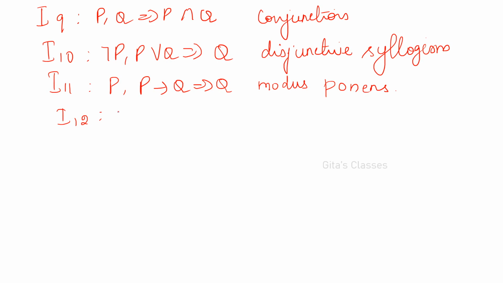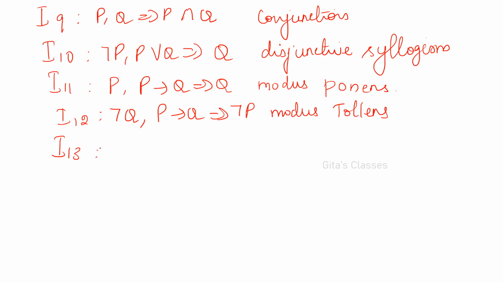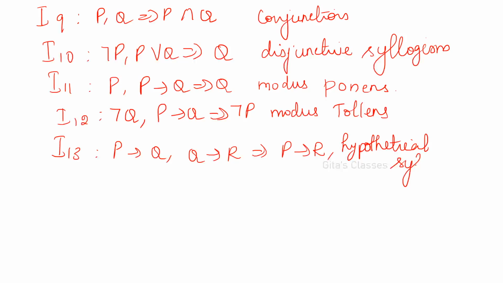I12, you just interchange these two. Bring this Q to the left hand side. Not Q comma P conditional Q implies this P will come to the right hand side, that is, not P. It is called modus tollens. I13, you remember the transitive rule: P conditional Q and Q conditional R implies P conditional R. That is hypothetical syllogism.